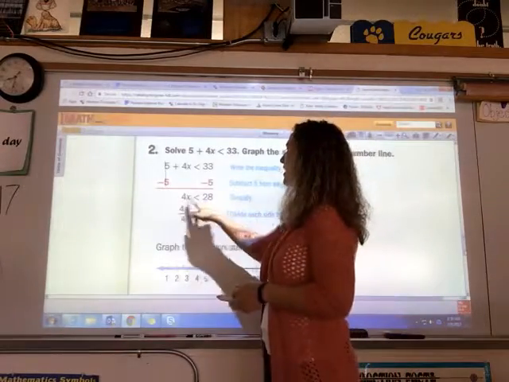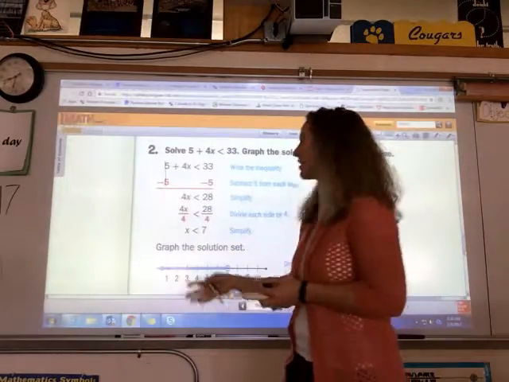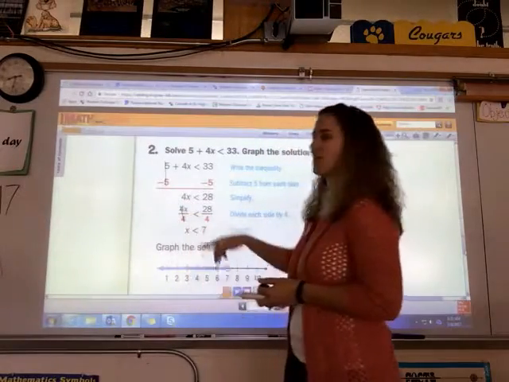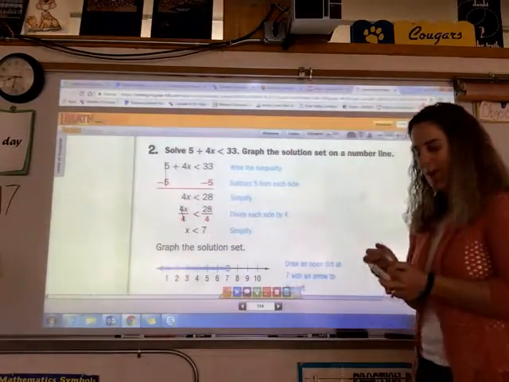Now, looking at both sides, what do I want to do? I want to divide both sides by 4. So those are going to cancel out. X is going to be less than 7. Now I need to graph that.